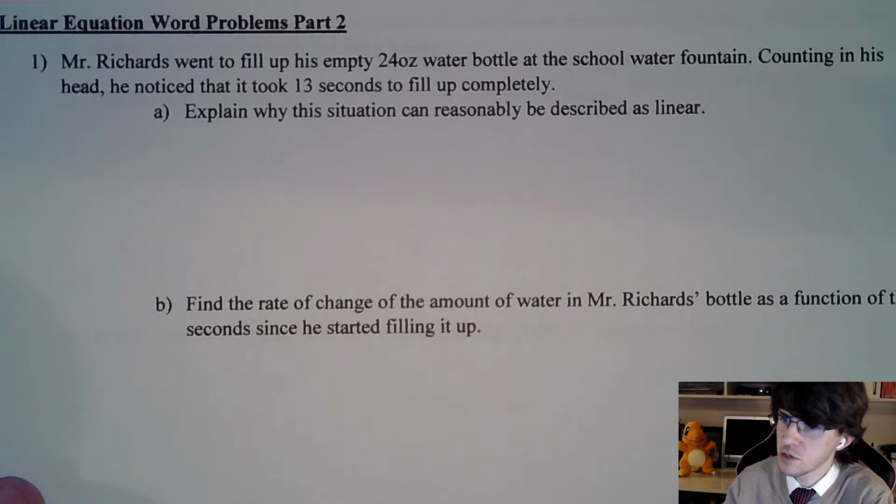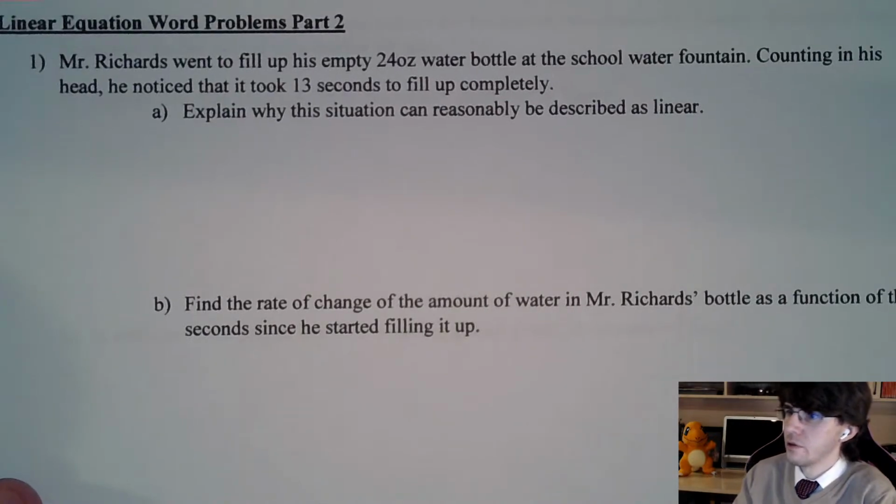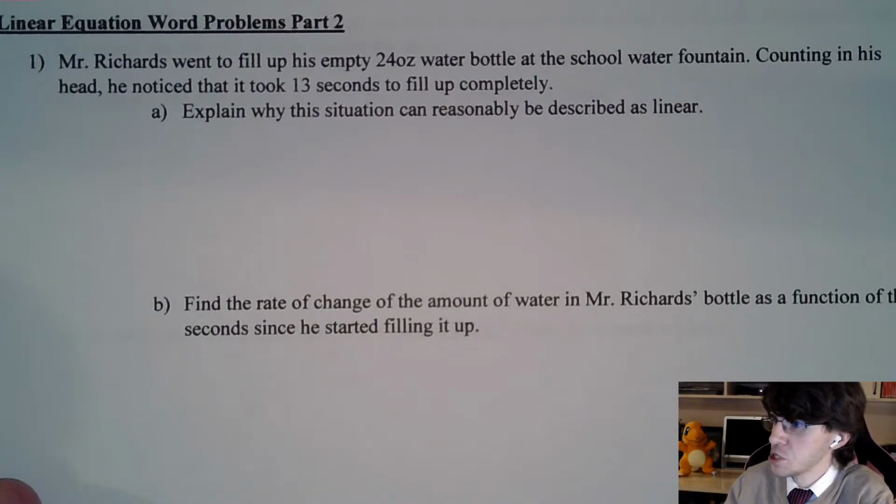So, it says Mr. Richards went to fill his empty 24-ounce water bottle at the school water fountain. Counting in his head, he noticed it took 13 seconds to fill it up completely. By the way, this is actually accurate. This is how long it took me to fill my water bottle the other day. All right, explain why the situation can be reasonably described as linear.